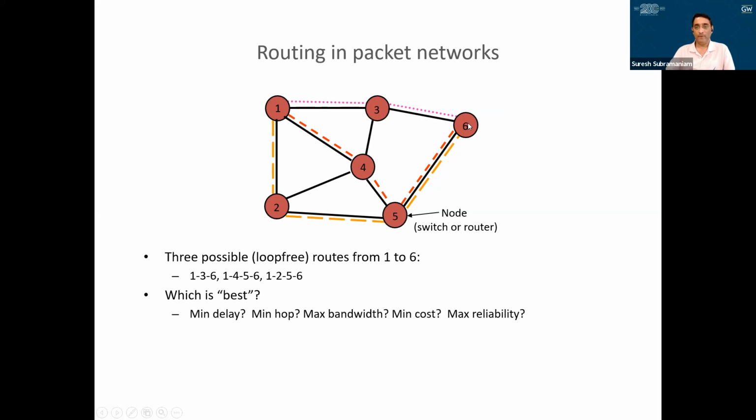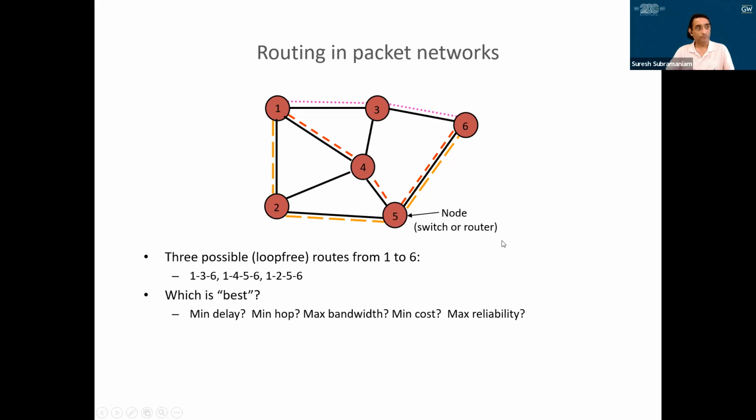We can see that there are many paths through the network. For example, there is this dotted purple path here at the top, 136, and there is this dashed red path, 1456, and there is 1256, right? So there are these three different paths. Now, which one is the best? So you want to send it along the best path.